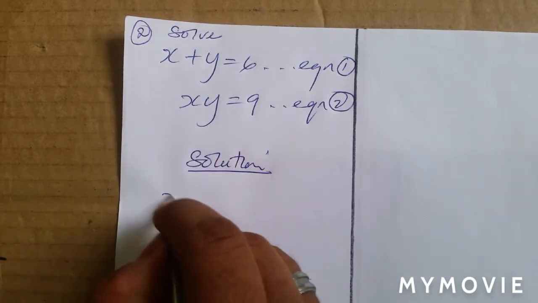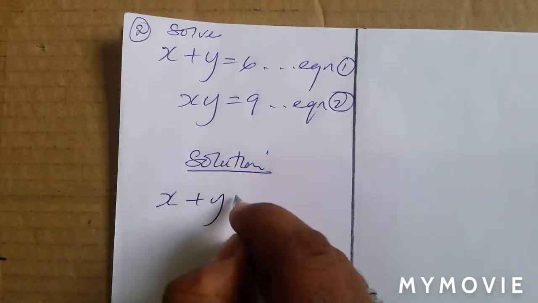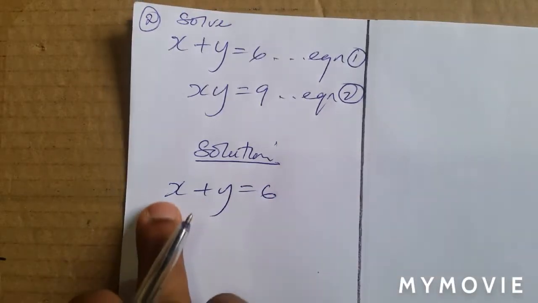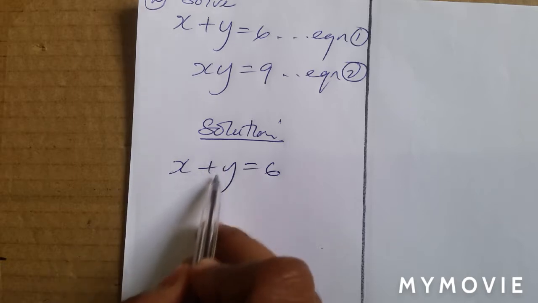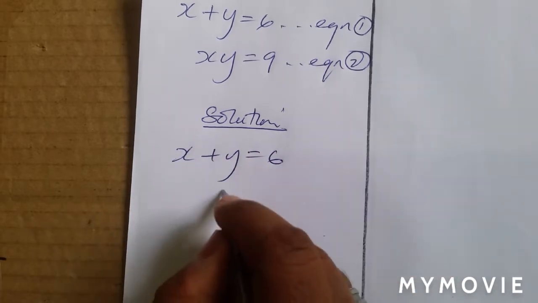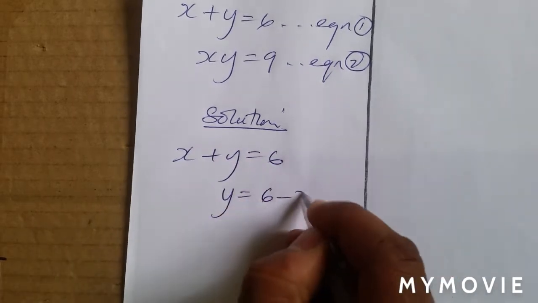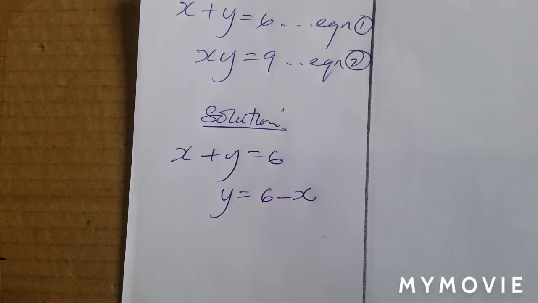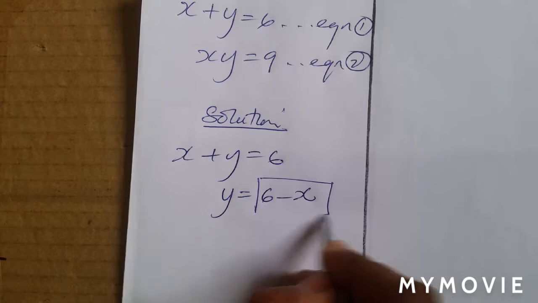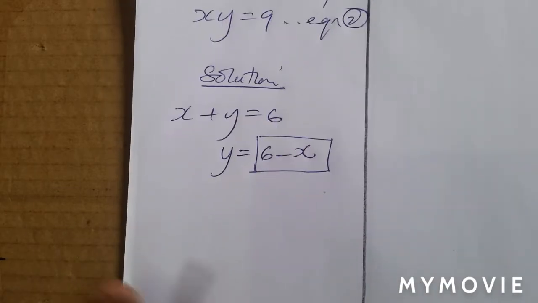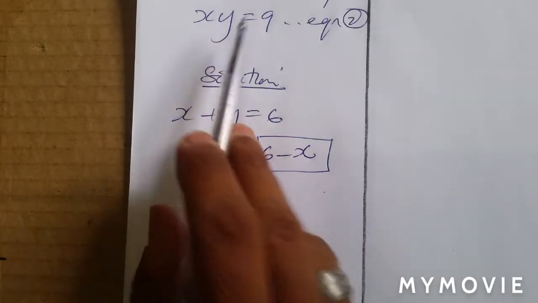So we're going to take the linear equation, which is x plus y equals 6, and make one of the unknowns the subject. In this particular case, it's easy because the coefficients of both are 1. So I can easily make y the subject. So y is equal to 6 minus x. What we're going to do is substitute this into the nonlinear equation, which is xy equals 9.